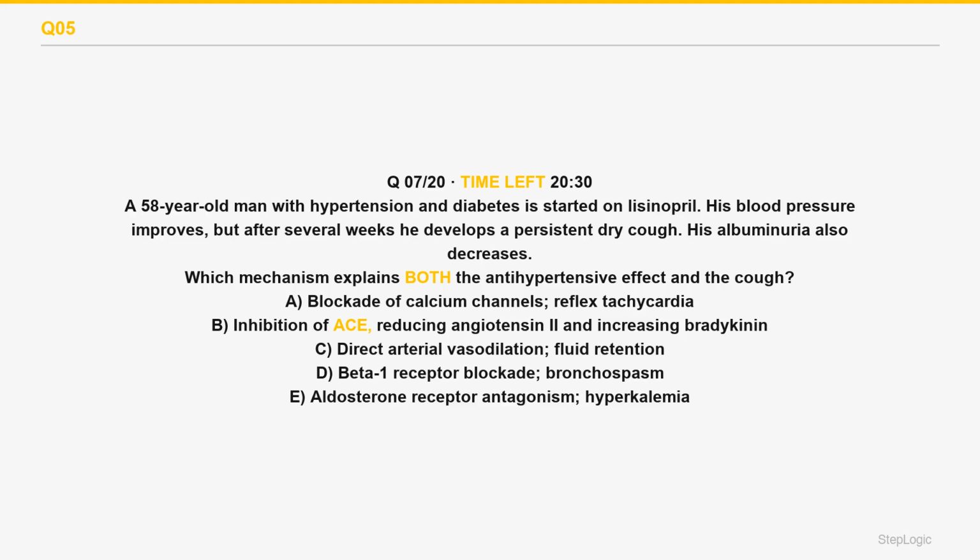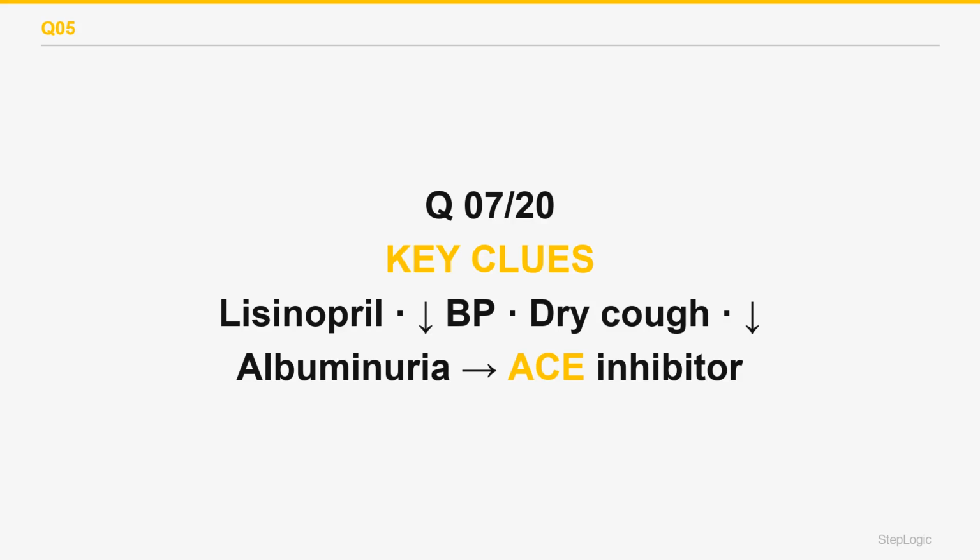Read the command: the mechanism explaining both the antihypertensive effect and the cough. Lisinopril is an ACE inhibitor, renoprotective in diabetes. Dry cough is the classic side effect. ACE inhibitors block angiotensin converting enzyme. This has two consequences that the question links.